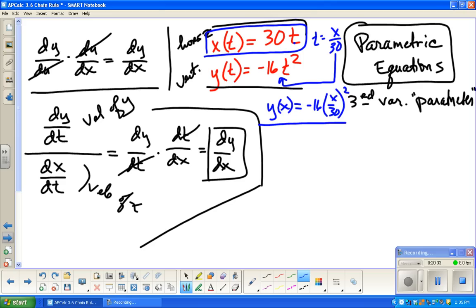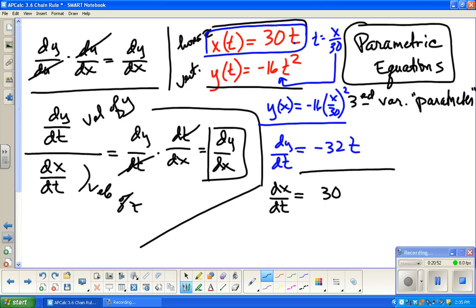It's a fine approach. The other option is do dy dt, which is negative 32t, over dx dt, which is 30. And if I do that ratio, this becomes negative 32. So this is now dy dx, which is negative 32t over 30.